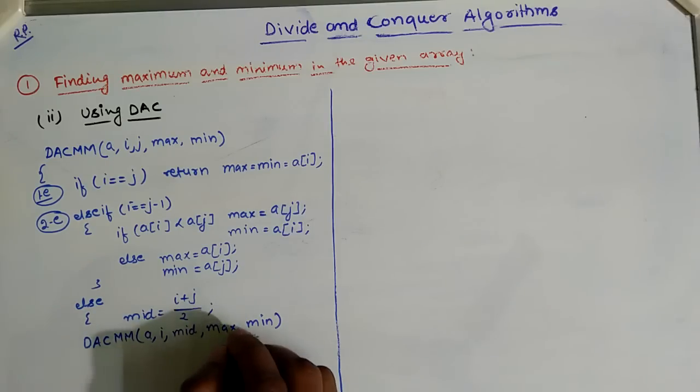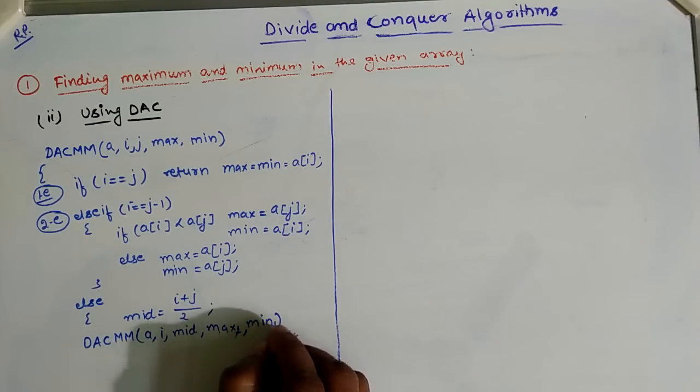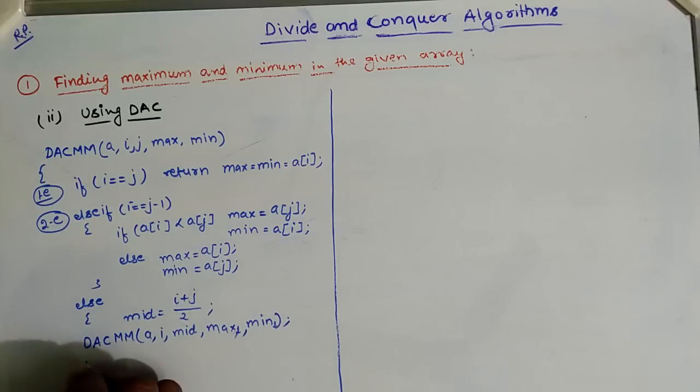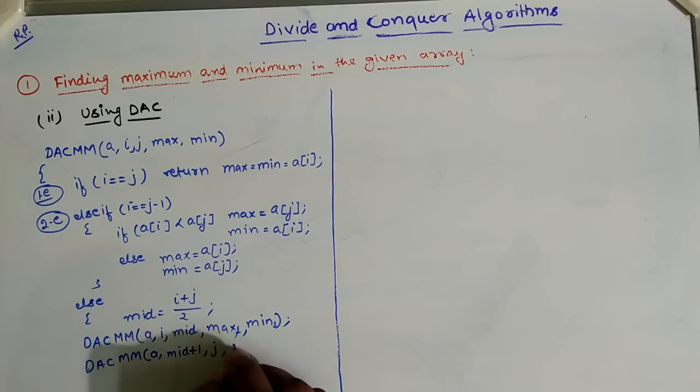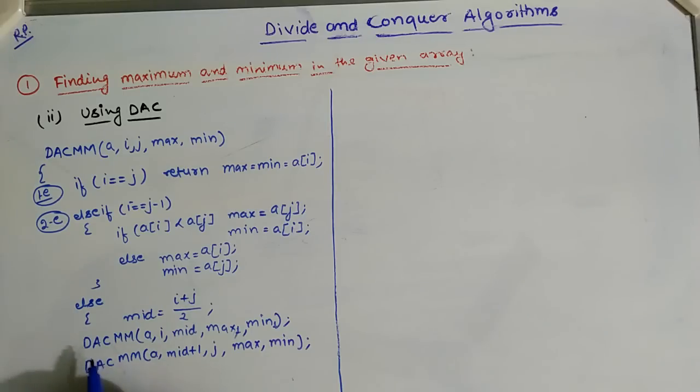Suppose in this approach there is a max 1 and min 1 which is to be found out. Then I call the same recursive call again in the second half of the array. So I just call the array with mid plus 1 to j with two variables max and min. Then in these two subproblems I found max 1, min 1 and max and min. Then I need to compare that in both of the subproblems, what is the maximum number and what is the minimum number.